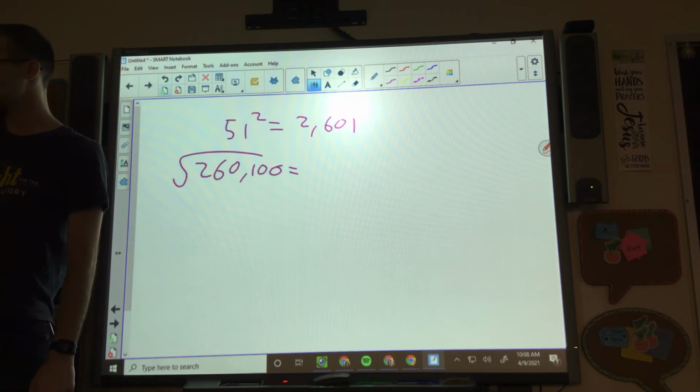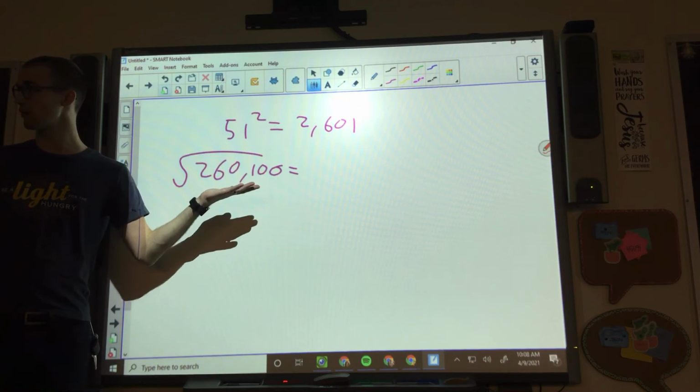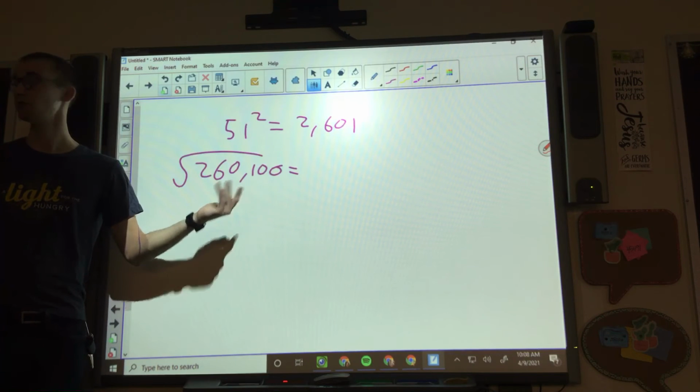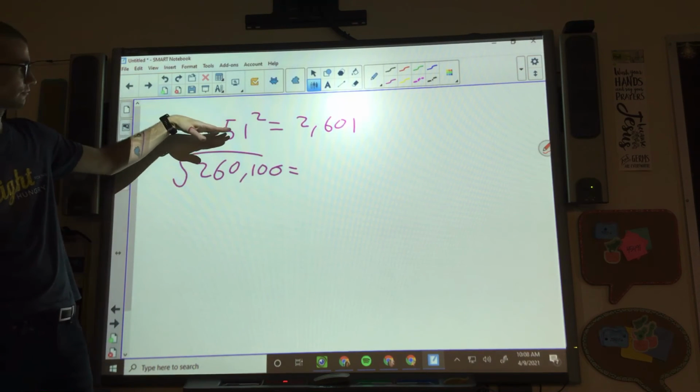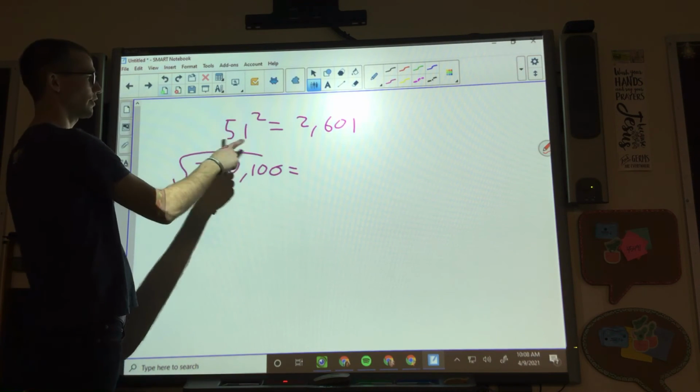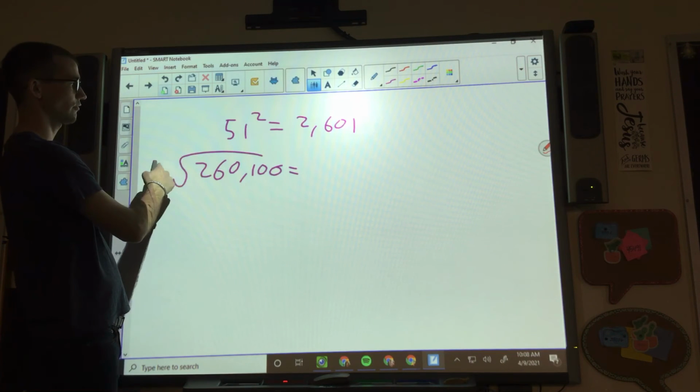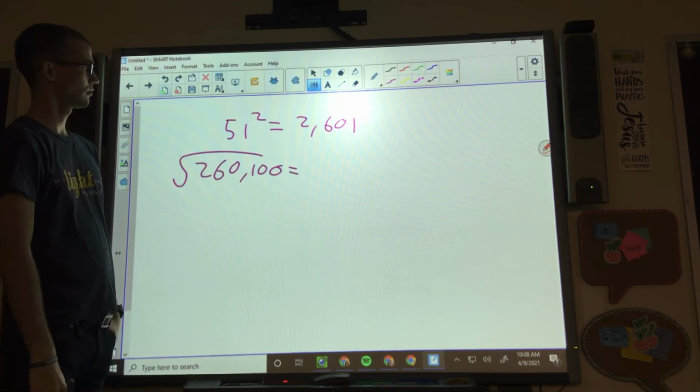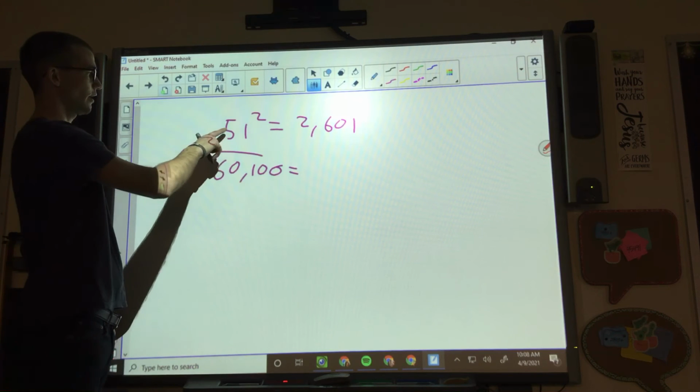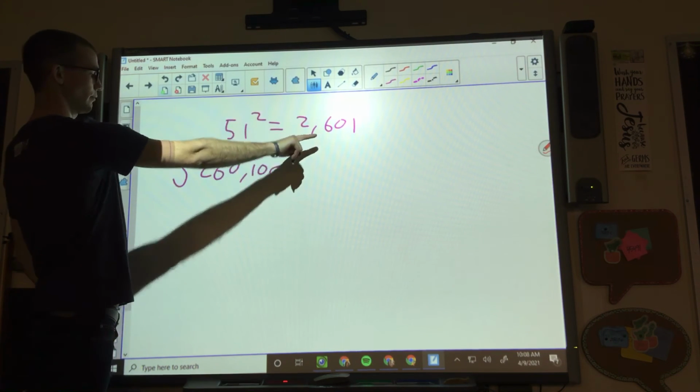Watch how much faster this is. This is a massive number. You want to find the prime factorization of that? I sure don't. I look at this, 51 squared. Okay, well, if I'm trying to find the square root of that, I know that if I square 51, I'm going to get that.